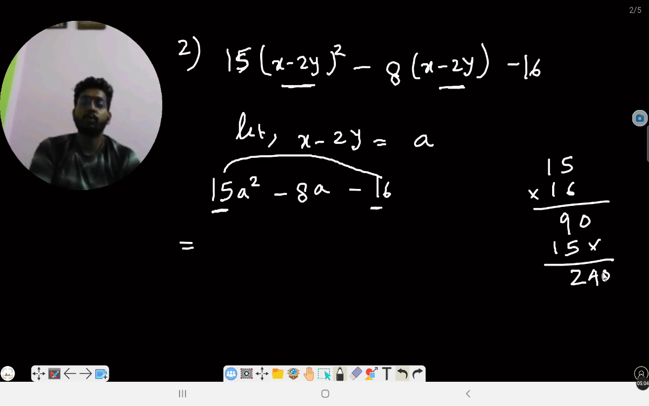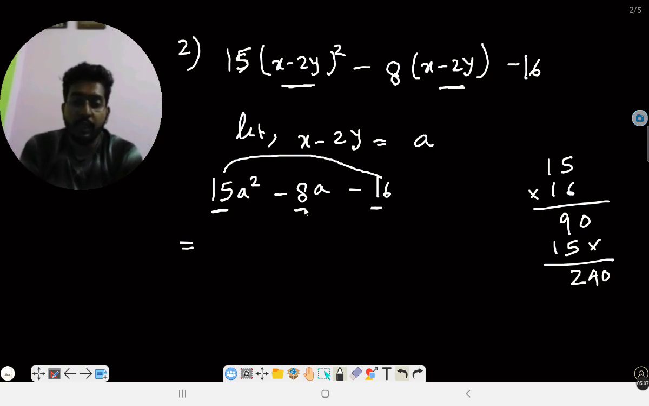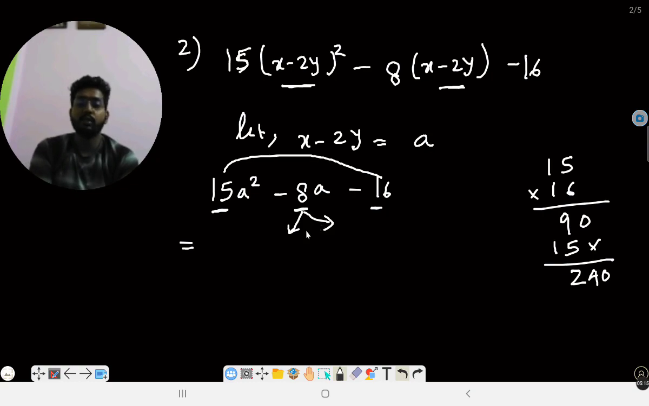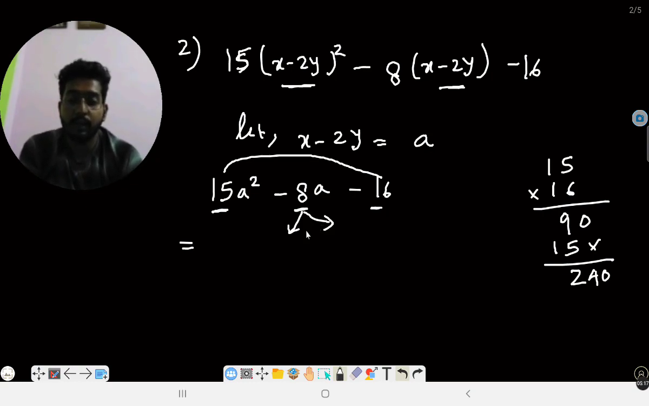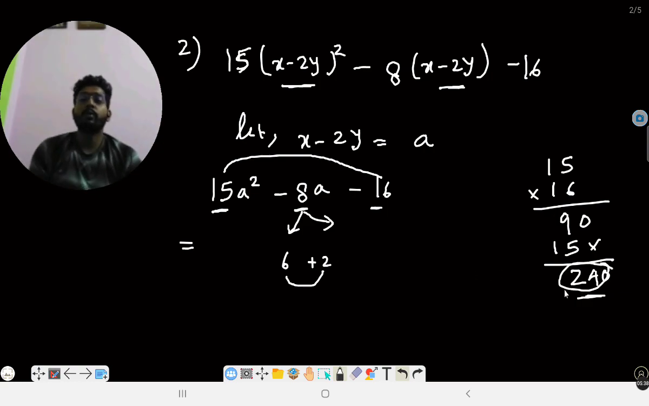So here we are getting 240. Now the middle term. What is the middle term here? 8. So we have to express 8 as a sum or difference of two numbers in such a way that their sum will be 8 and their product will be 240. For example, suppose I write 8 as 6 plus 2. 6 plus 2 is 8, but 6 into 2 is 12, and it has to be 240. So we have to take 8 in such a way that its product will be 240.